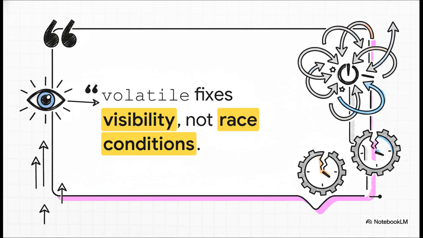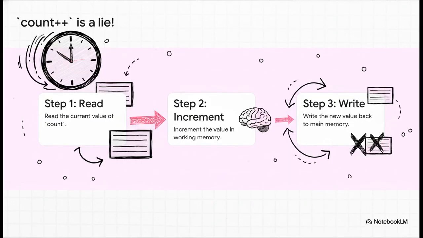It guarantees you will see the latest value, but it does absolutely nothing to make sure a sequence of operations is safe from interruption. For example, take a simple operation like count++. It looks like one thing, right? One step. But it's a lie. Under the hood, it's actually 3 separate steps. Read the value, add 1 to it, and then write the new value back.